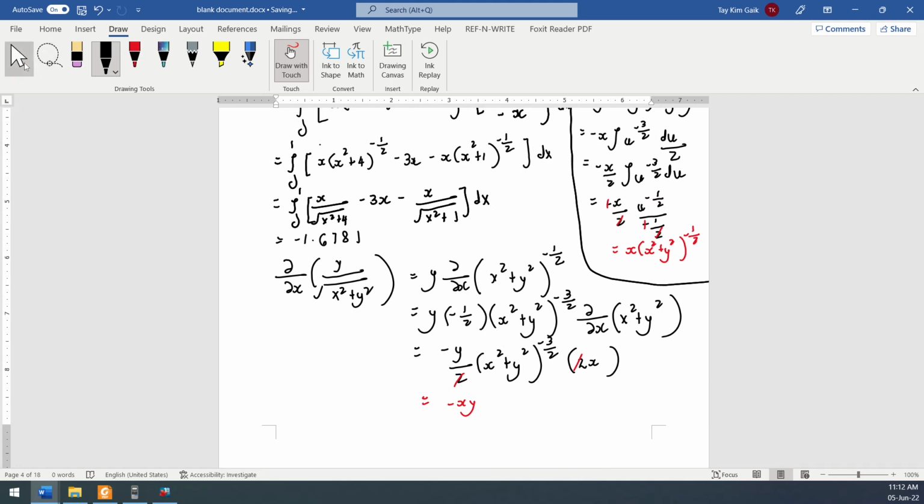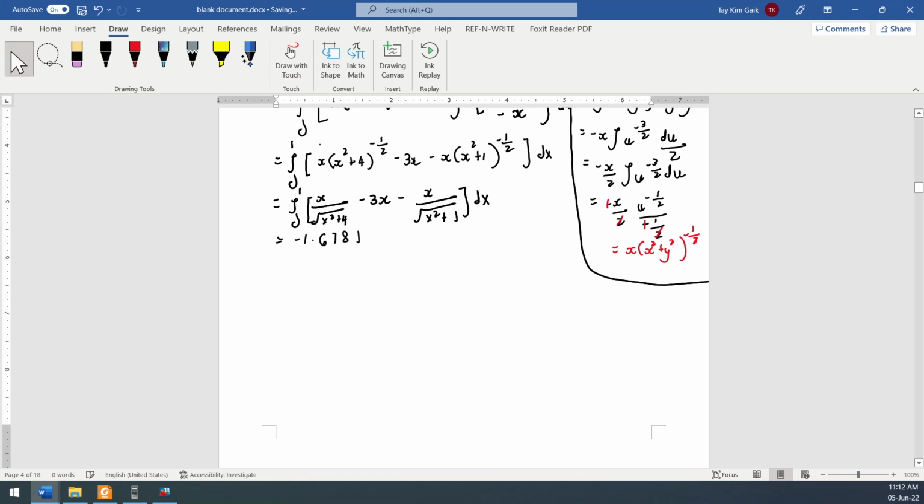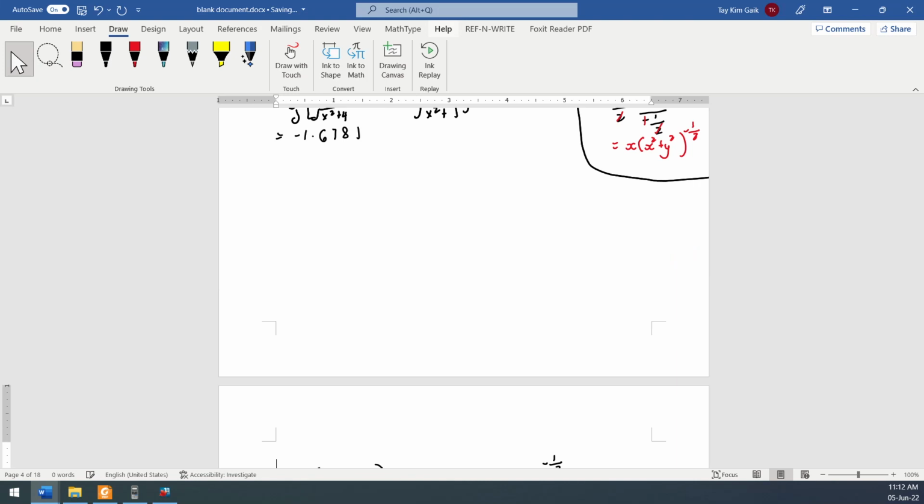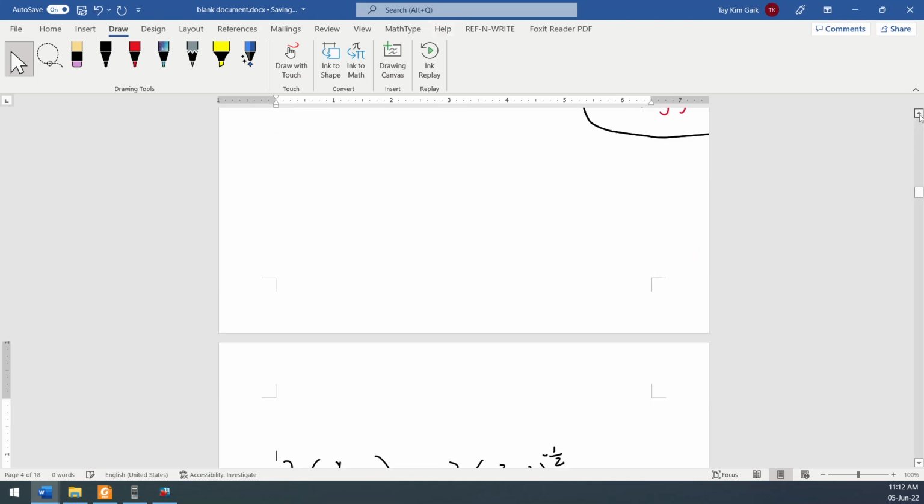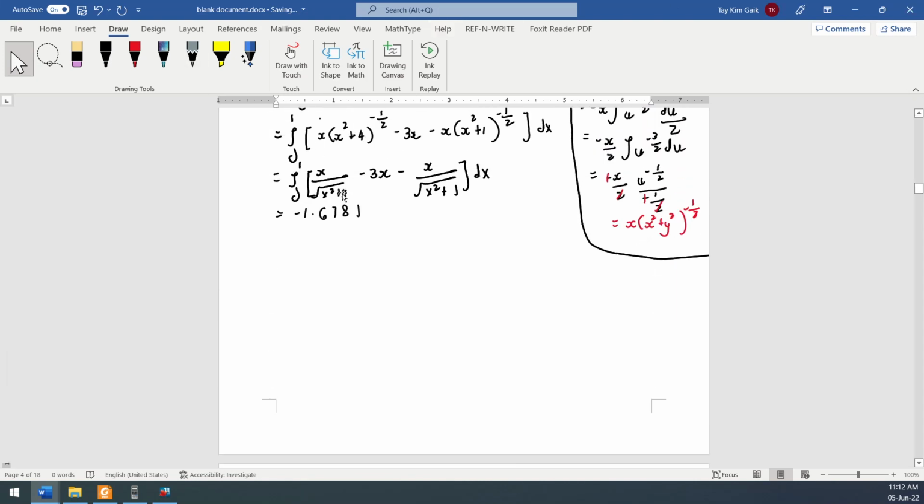If you want to do it manually, if you are interested in how to do the integral manually, you may let u equal to x squared plus 4. So du will be 2x dx. So you get the term x dx will be du over 2.